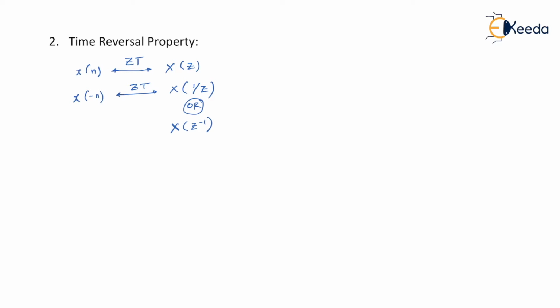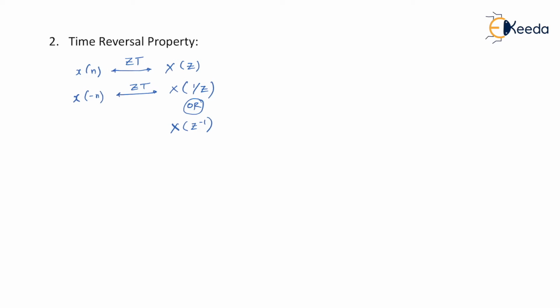Now the question is how to get x of Z inverse if x of z is known to you. It is very simple. Let's say you have x of z and you have some expression in terms of z. To get x of Z inverse, just replace z with Z inverse, or replace z with 1 by z. It's very simple.